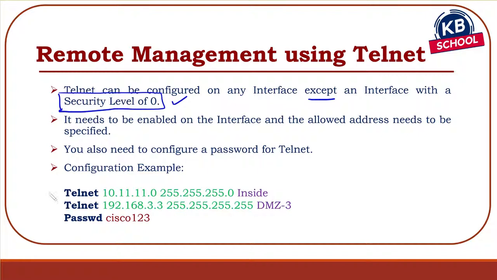So for example, over here, what I'm doing is enabling Telnet from this particular range of addresses. You can do a specific address as well, which I'm doing over here, 192.168.3.3 with a host mask on that particular interface. So this command enables Telnet on the inside and the DMZ interface for these specific source addresses.